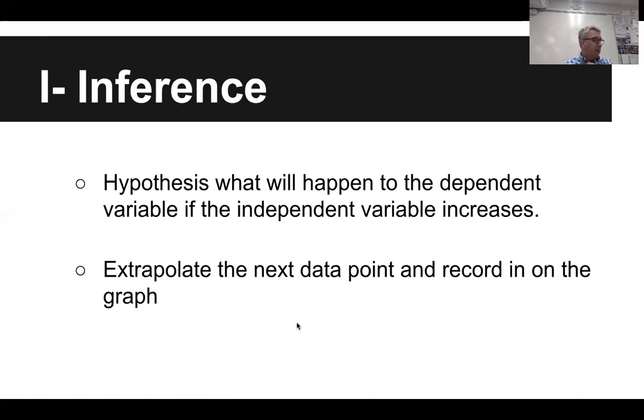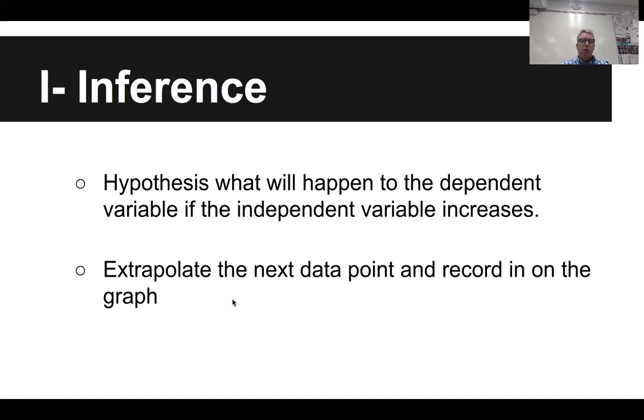Inference. What can you infer from this graph, right? What's your hypothesis on what will happen to the dependent variable if it keeps on increasing? What do you think is going to happen if we keep on getting deeper, right? And then extrapolate, meaning, if I was going to go to 40 meters, what would you think is going to be the exact number of bubbles that this plant is producing? That's what we mean when we say extrapolate. If we were going to go out to 40 meters, where would that bubble line go to?